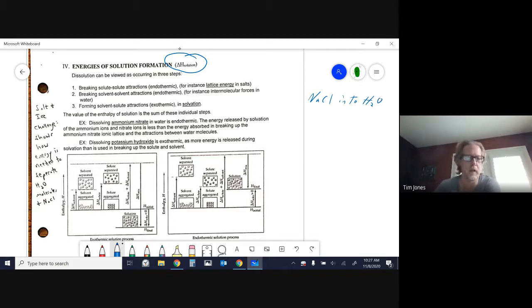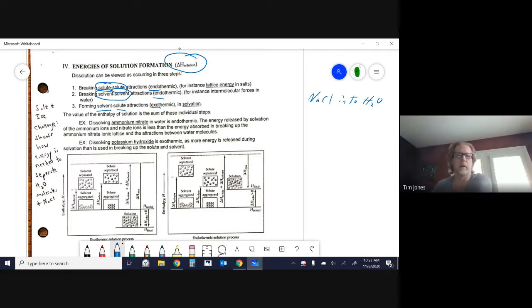There are three things that have to happen. The solute, in this case the sodium chloride, has to break the attractions amongst itself, and that will be endothermic. The solvent, in this case the water, has to break its attractions. That's endothermic. And then there'll be some new attractions between the solvent and the solute, and that will be exothermic.